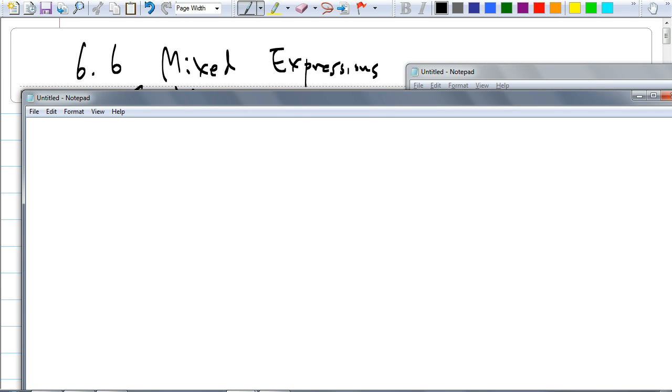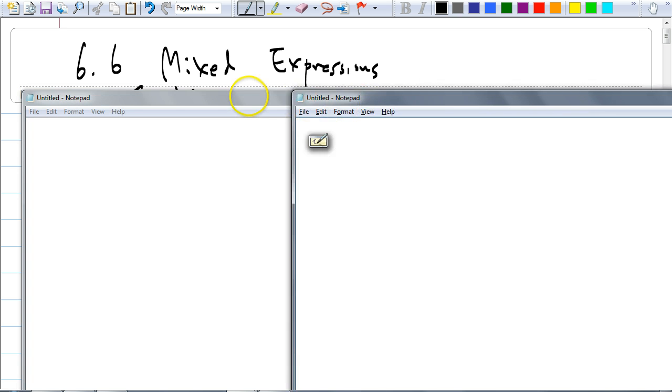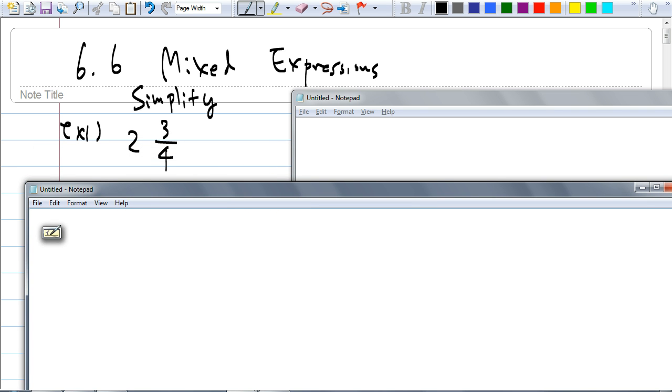Okay, today we're talking about mixed expressions. What does that sound like, mixed expression? Mixed what? Mixed emotions? Mixed fractions. You guys remember mixed fractions? Something like this? Mixed emotion. Okay, so if I ask you to simplify 2 and 3/4, that's a mixed fraction.